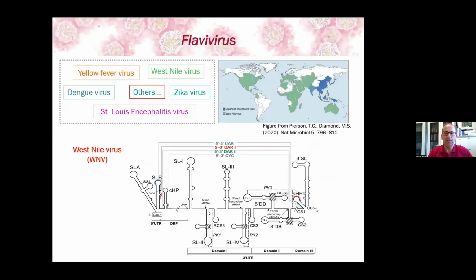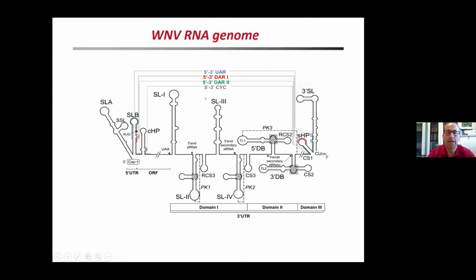Well, as I mentioned, this is not a specific feature of hepatitis C virus, and so we decided to study all closely related viruses, the flaviviruses. The flavivirus genus includes different important human pathogens like yellow fever virus, dengue virus, West Nile virus, Zika virus, etc. This is a representation of the genome of the West Nile virus. This is a single-stranded RNA molecule. It contains a single open reading frame flanked by a 5' UTR and a 3' UTR.